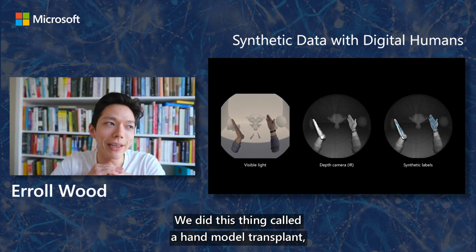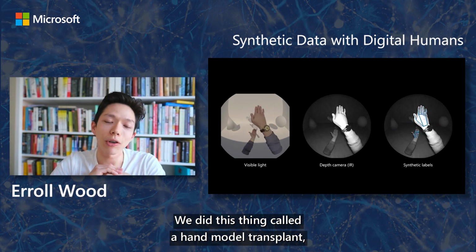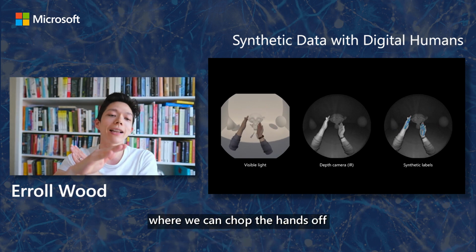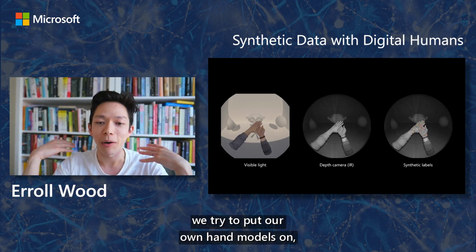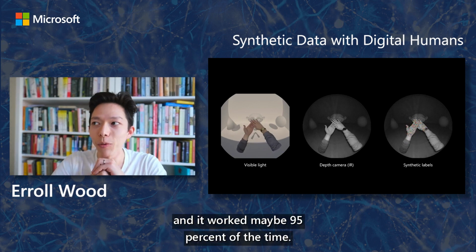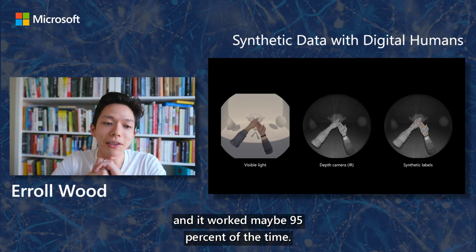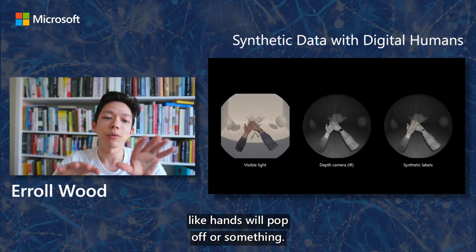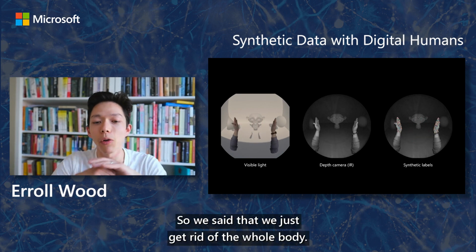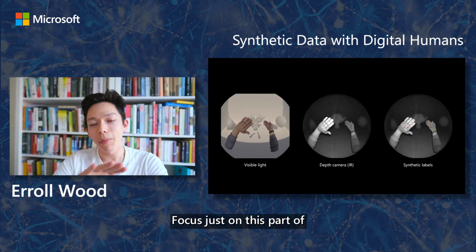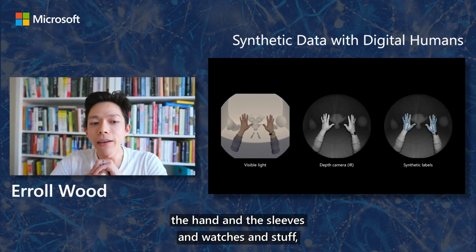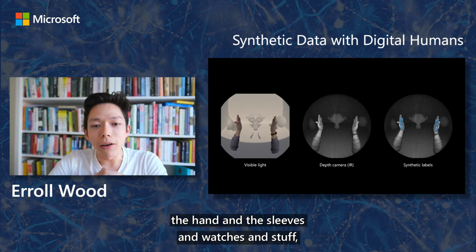We did this thing called a hand model transplant, where we chopped the hands off the original full bodies and we tried to put our own hand models on, and it worked maybe 95% of the time, but then weird things would happen where hands would pop off or something. So we said we'll just get rid of the whole body, focus just on this part of the hand and the sleeves and watches and stuff.